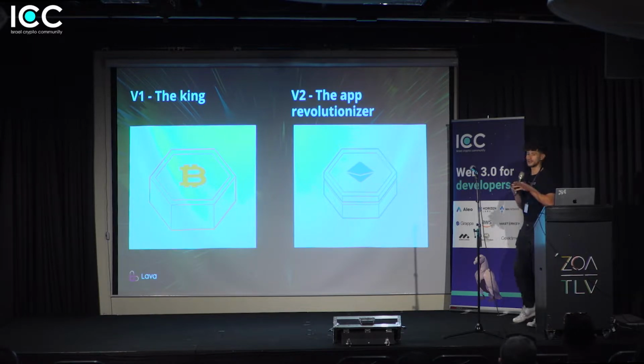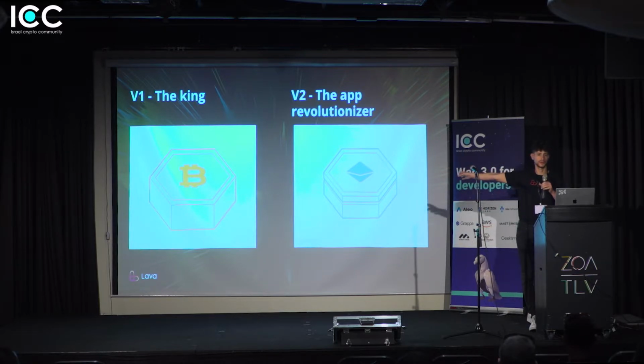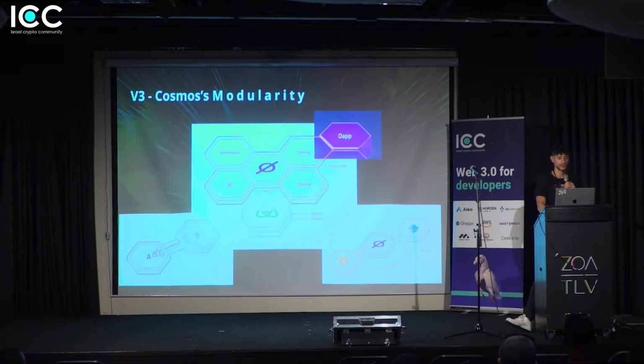Okay, so these limitations of version 2 are not limited to Ethereum. We have many other chains, and we can see the same things there. And that brings us to version 3. In version 3, we can say Cosmos is version 3.